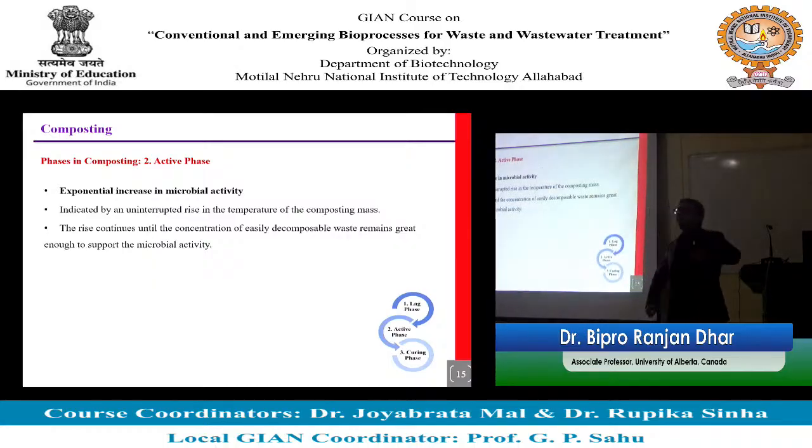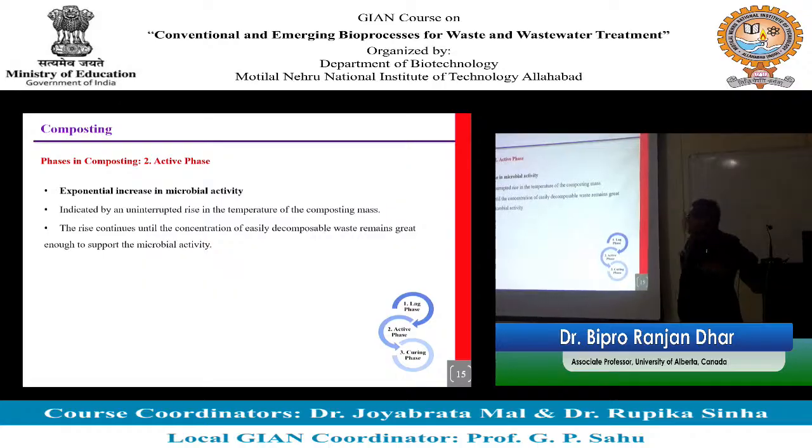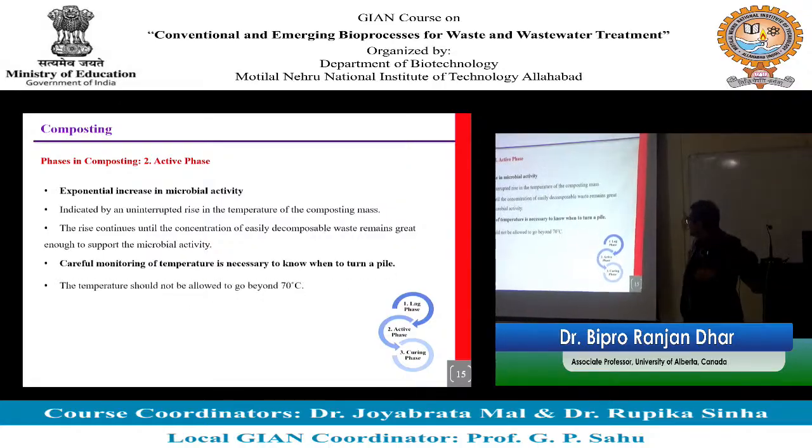There might be some sort of inhibition, or maybe the microbes don't have enough oxygen, so they are completely inhibited. So there could be some sort of malfunction. That's why temperature is monitored in a centralized facility. Maybe when you do it at home, you don't actually monitor temperature, but when you do it in a facility, you have to make sure that you monitor the temperature, because that gives you an idea what's going on in the process.